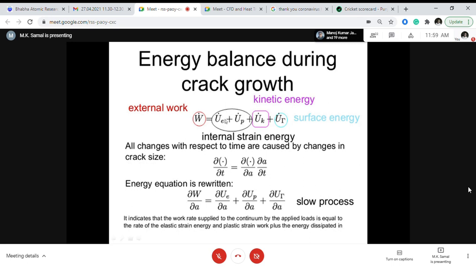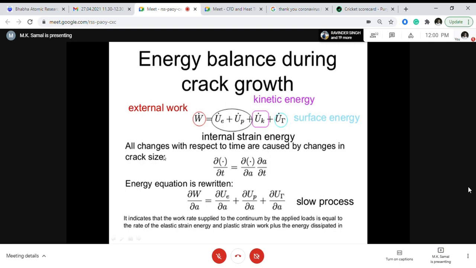So from this energy balance, that is how much work is being provided and how much energy the material is either storing or using to break the bonds, this competition will tell you whether a crack is happening in the material or not. For example, if your applied work is insufficient compared to the surface energy, then the crack will not propagate.